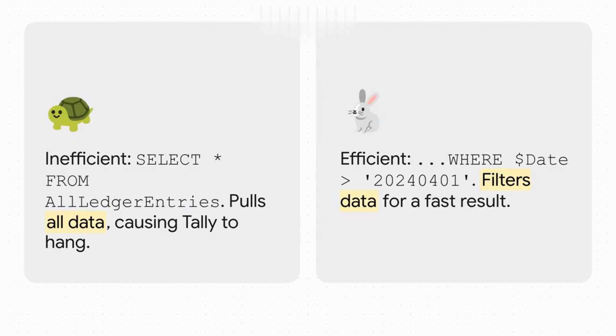The answer is all about how you ask for the data. If you just say, give me everything, like in that first example, you're forcing Tally to process potentially millions of records from years of data. But look at the second query. By adding a simple filter, a where clause, to only ask for data after a certain date, you make the request 1,000 times faster. This is probably the single most important tip for good performance.